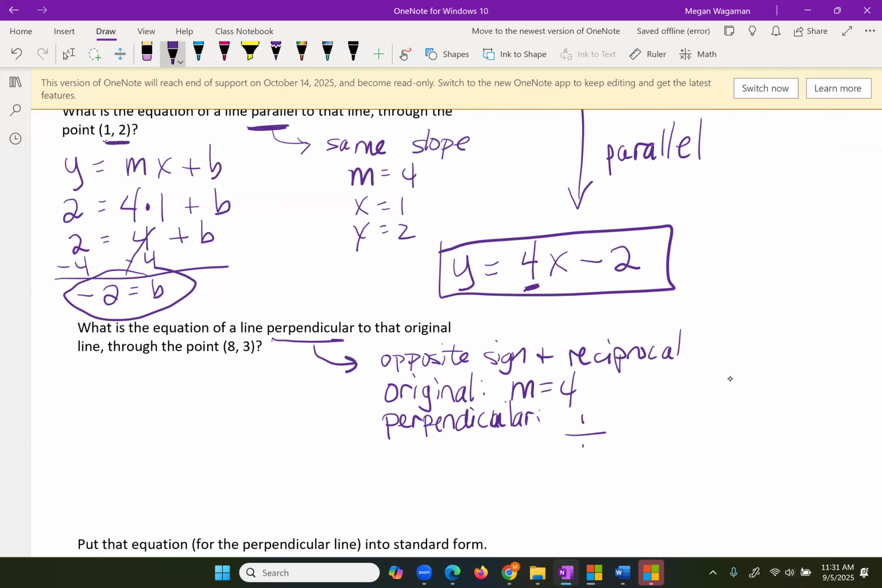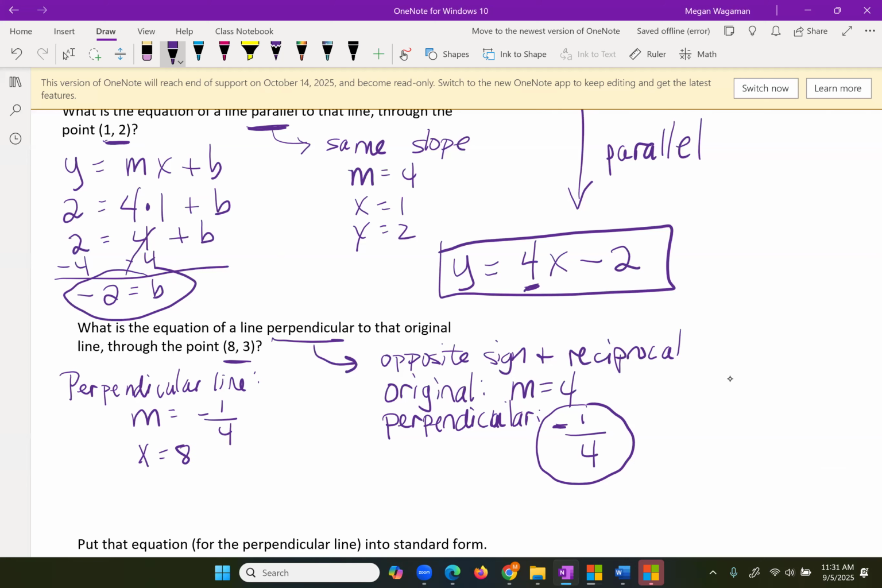It's going to be 1/4 and it's going to be negative. So this is the slope I'm looking for now. And I want to go through the point (8, 3). So for this perpendicular line, I have m equals -1/4. The x and y I'm going to use are the only two I know at this point.